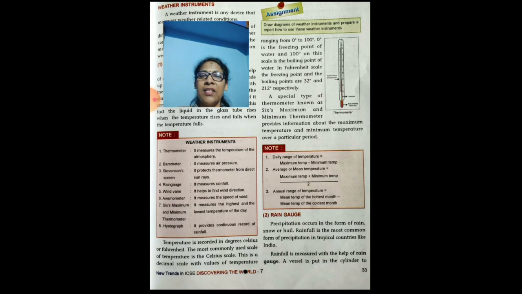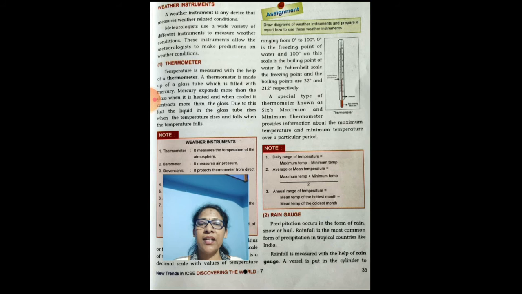The third one is the annual range of temperature. How is this calculated? It is calculated with the minimum temperature of the hottest month and the mean temperature of the hottest month and the mean temperature of the coldest month. This way we can calculate the temperature of the weather.